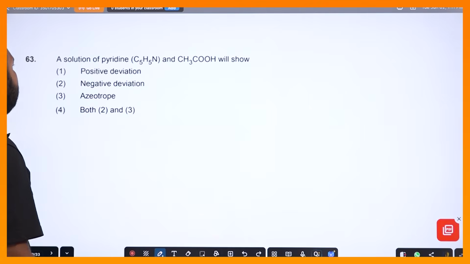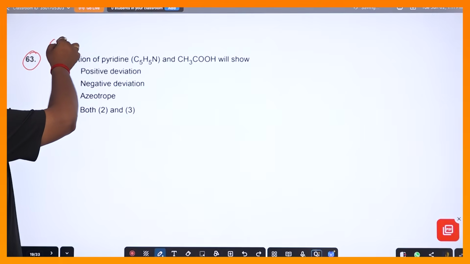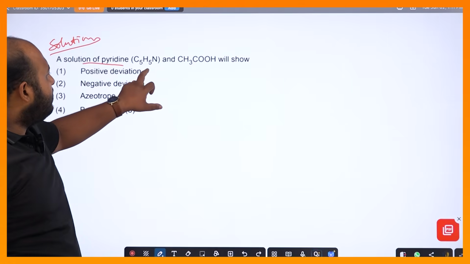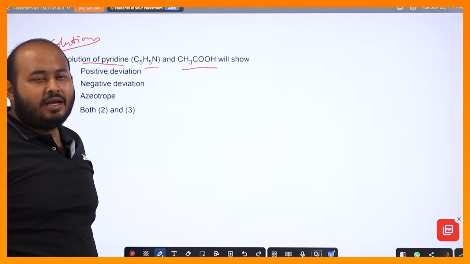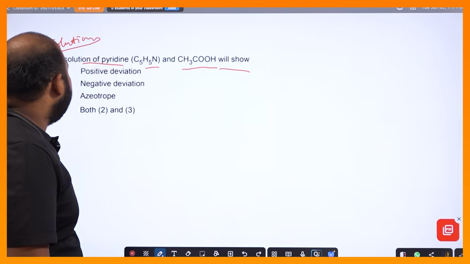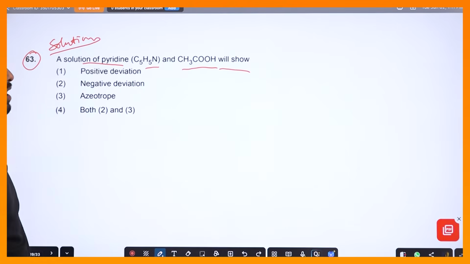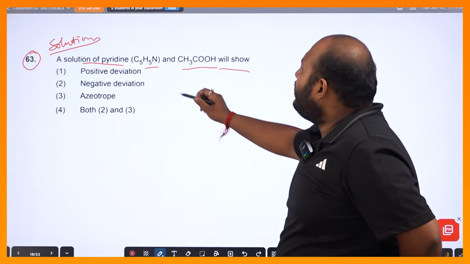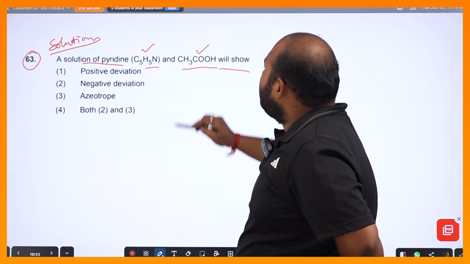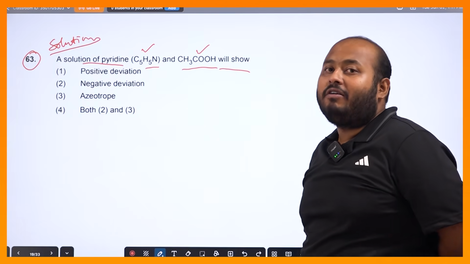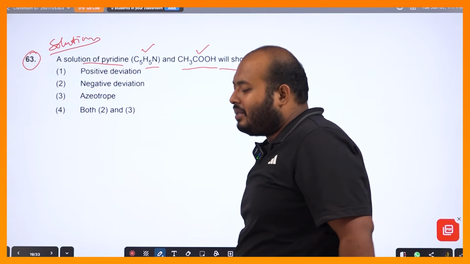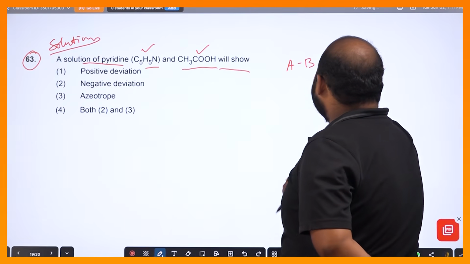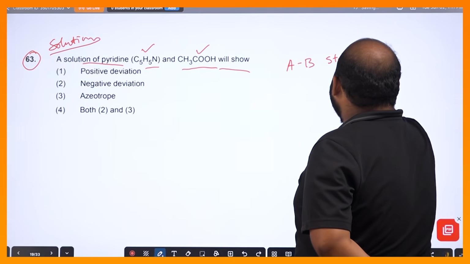Okay, so this is a question from the chapter solutions. It is asking what kind of deviation a solution of pyridine and acetic acid will show. So let us discuss this part. You can see that one of them is a base, another is an acid. So there is a possibility of what kind of bonding? There will be a very strong kind of A-B interaction, a very strong interaction.